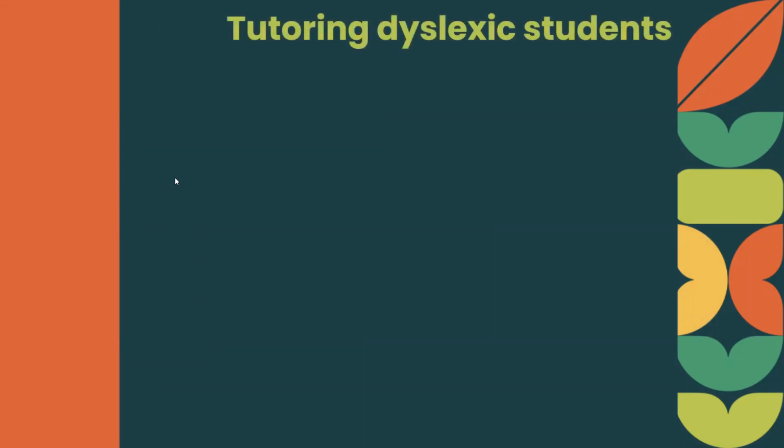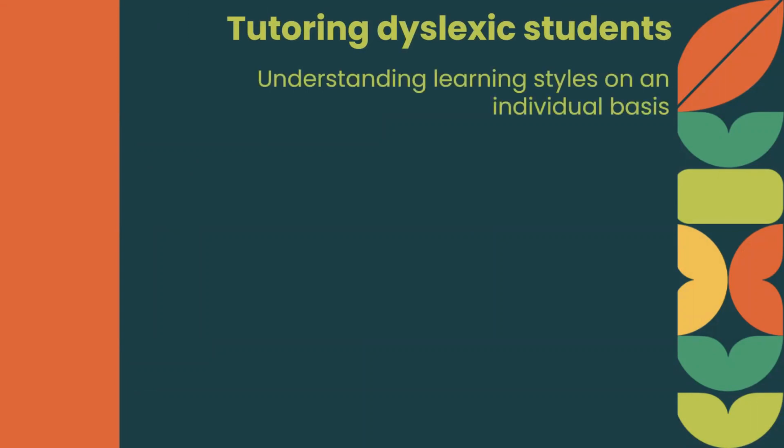So tutoring dyslexic students. So understanding learning styles on an individual basis. We talked about this a while back in the last video. But again, this is very important when it comes to dyslexic students, as there are certain provisions that you'll have to take on board, like the paper color that you're using. Some students cannot read on certain colors and can only read on certain colors. So if you're giving them text, then you need to make sure that you're accommodating for that.